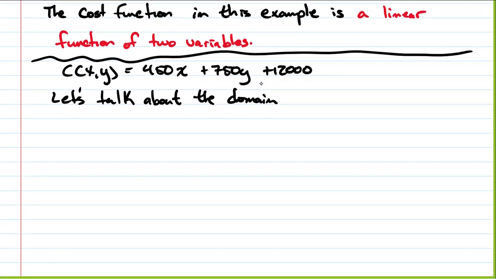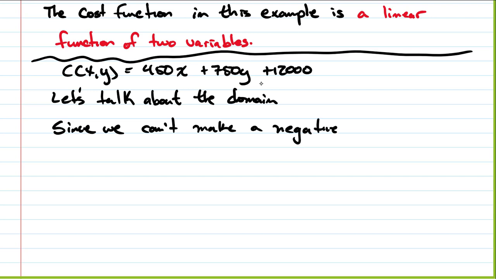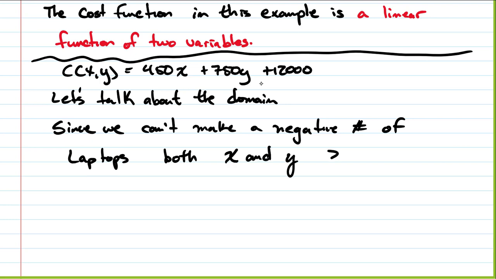So for the domain, since we can't make a negative number of laptops, both x and y must be greater than or equal to 0, right? Because you can't make negative laptops. That just doesn't make sense, right? That's like me trying to say I want to be -5 feet tall. No matter how hard I try or how much I aspire, that is not a possibility. So we get the first thing.